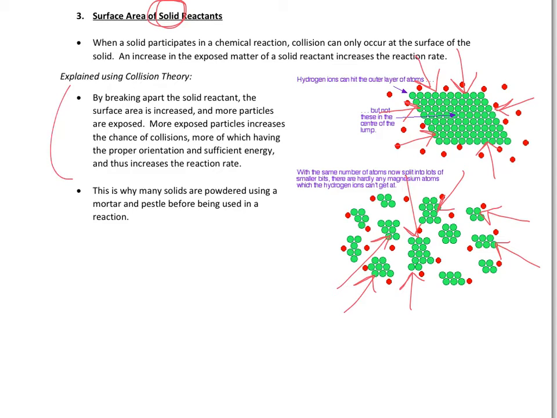By breaking apart the solid reactant, the surface area is increased and more particles are exposed. We're not increasing the number of particles like in concentration, we're just exposing more of them. More exposed particles increases the chance of collisions that will have the proper orientation and sufficient energy, so the reaction rate will increase. This is why many solids are powdered using a mortar and pestle before being used in a reaction.